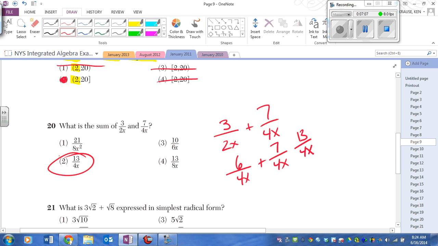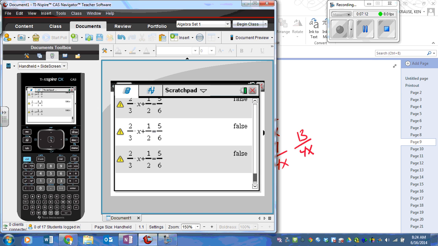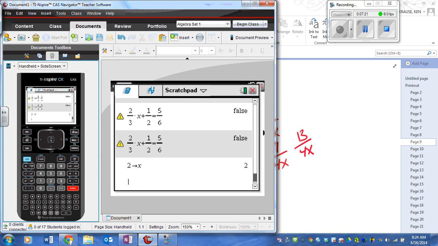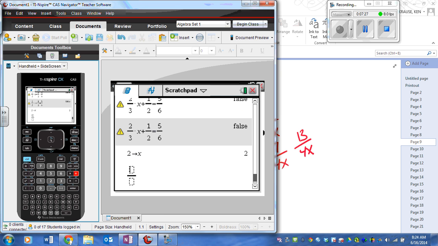Now, I'm going to use the calculator to test this. So, just a reminder how to do that. Go to calculator. If my calculator is going to work now. So, x. Enter. And I will do control division 3 over 2x plus, oops, control 7 divided by 4x.